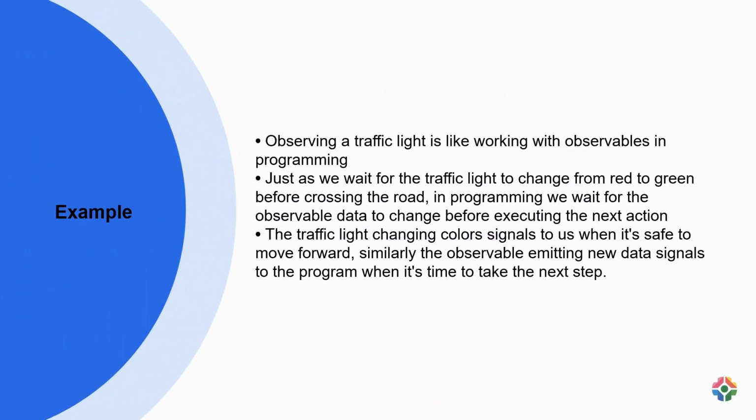Observing a traffic light is like working with observables in programming. Just as we wait for the traffic light to change from red to green before crossing the road, in programming, we wait for the observable data to change before executing the next action. The traffic light changing colors signals to us when it's safe to move forward. Similarly, the observable emitting new data signals to the program when it's time to take the next step.